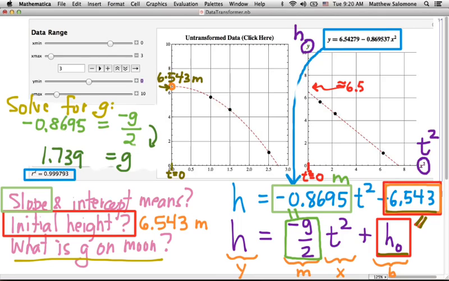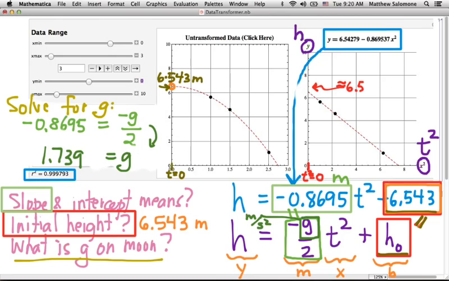The units of my g. It'd still be meters per second. Meters per second? Well, let's take a look. Meters per second squared. Let's verify that.